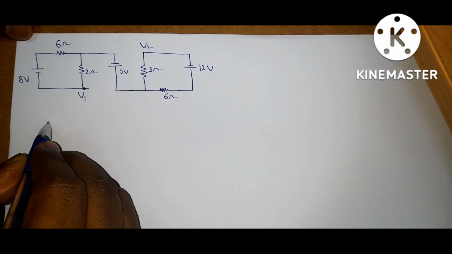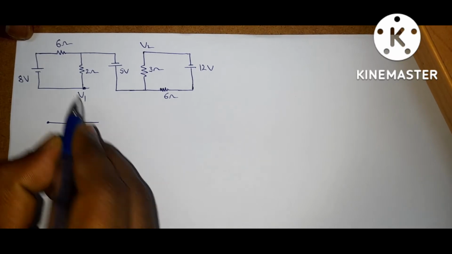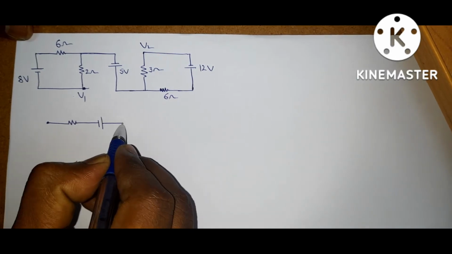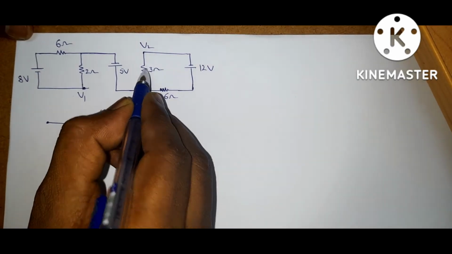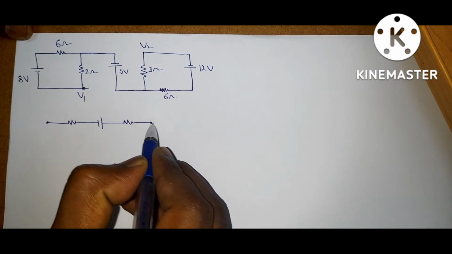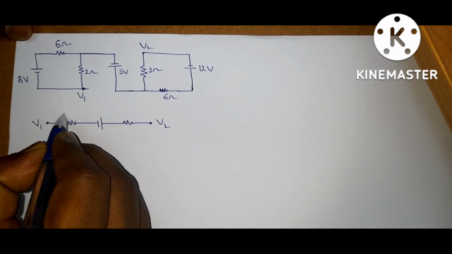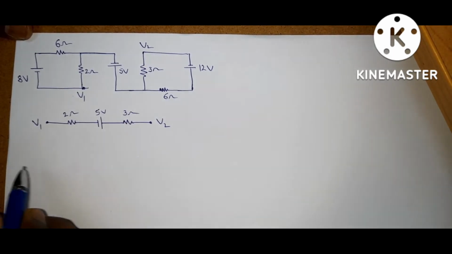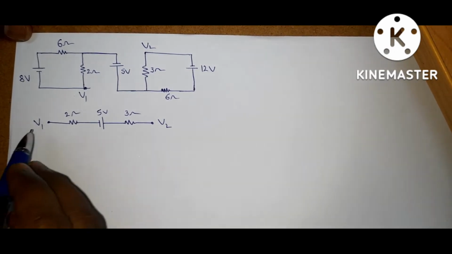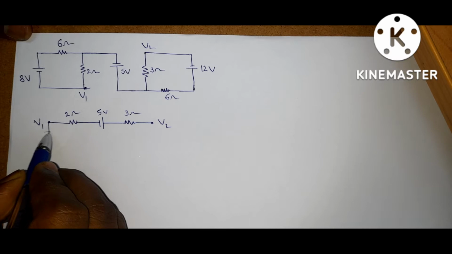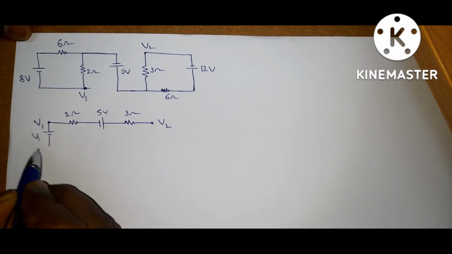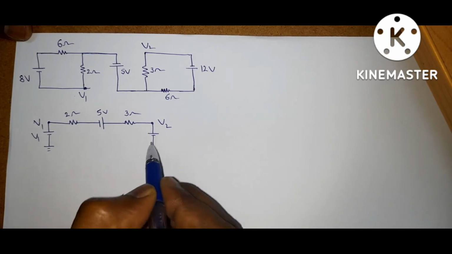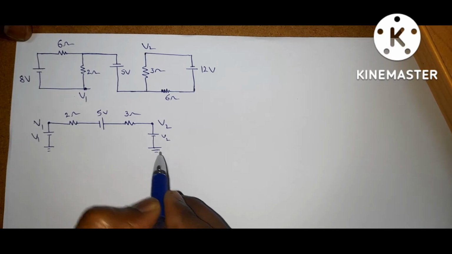So this is V1 and here it is a 2 ohm resistor. And this is a 5 volt source. Next one, this is 3 ohms and this is V2. Okay, this can be drawn as: this is V1, which means the source is like this. This is V1 and it is ground. It is V2, which means the source is like this. This is V2 and it is ground.